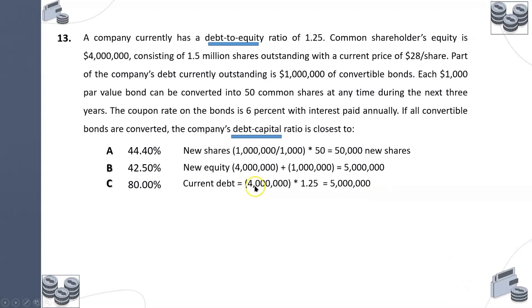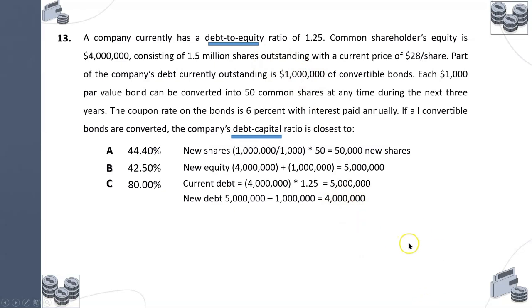Current debt is 4 million times 1.25, because debt over equity equals 1.25. I have the equity of 4 million, so I can find the current debt, 5 million, by multiplying the equity by 1.25, which is the debt-to-equity ratio. This is the current debt. But the new debt will be 5 million minus the redeemed one. Now we cancel this one. So the new debt will be 4 million.